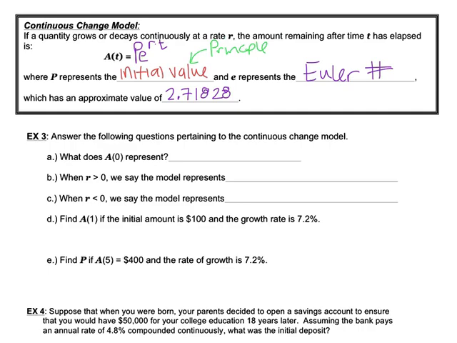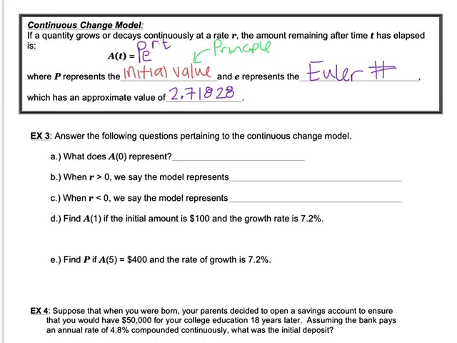Okay, so these examples here kind of talk through the meaning of PERT, as I like to call it. So what does A of 0 represent? Meaning if I plug in 0 for t right there, meaning no time has passed. That means I'm talking about my initial value or whatever that principal value was. So that means A of 0 represents the initial value.